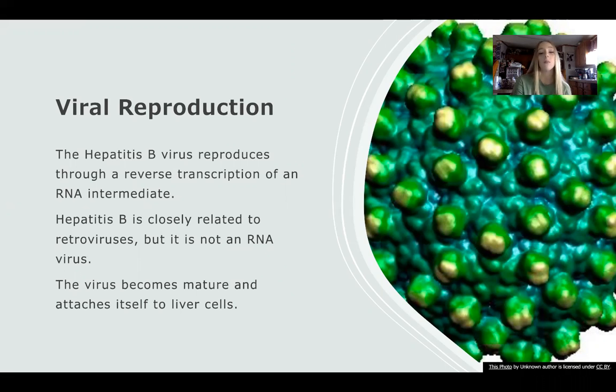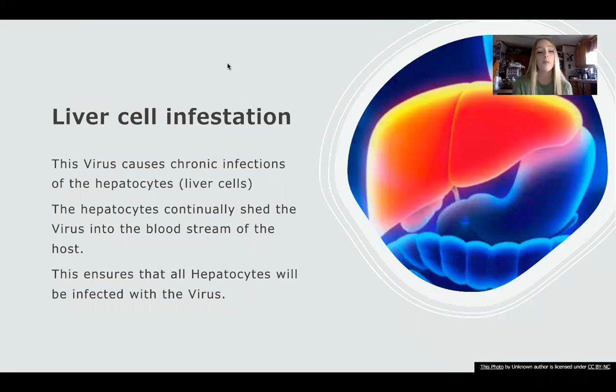And once this virus does become mature in your body, it will start attaching itself to your hepatocytes, which are your liver cells. Now, this virus can cause chronic infections of the hepatocytes, and it's through the way that it spreads. They continually shed the virus into the bloodstream of the host, so it has immediate access to all of your liver cells, and that is what can cause a chronic infection because of how your immune system would attack this virus. And when you get the chronic infection, it's all going through your bloodstream.